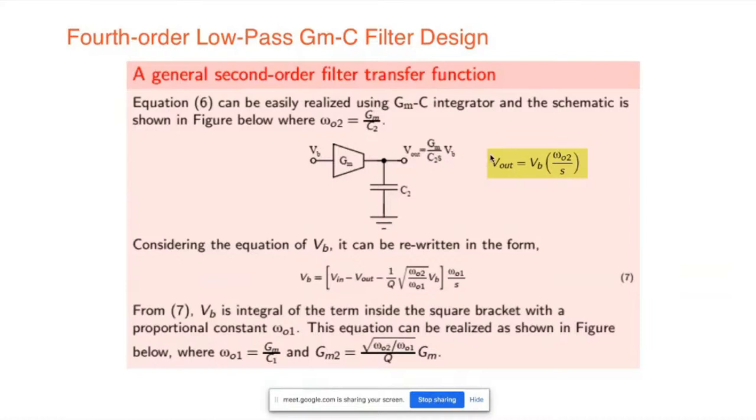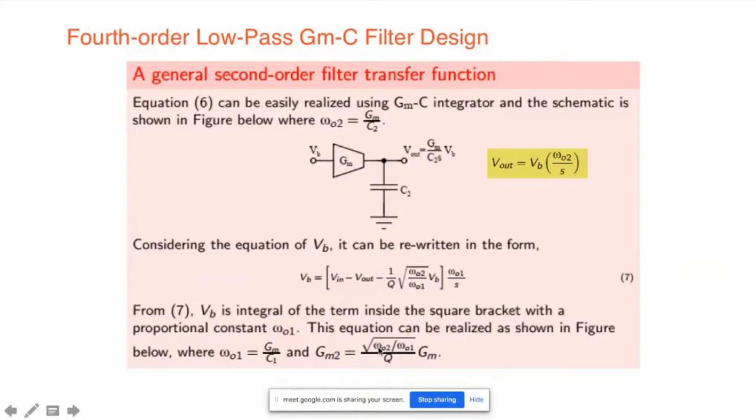Same thing, now the other equation. If you see VB, it is nothing but this form. Now VB is an integral of the term inside the square bracket, which means I integrate this to get VB. Now this equation can be realized as shown in the figure below. I can have omega naught 1 as GM by C1. If I replace this by G1 as GM by C1, then GM2 will be nothing but the root of omega naught 2 by omega naught 1 divided by Q into GM. If you simplify this, you can get this.